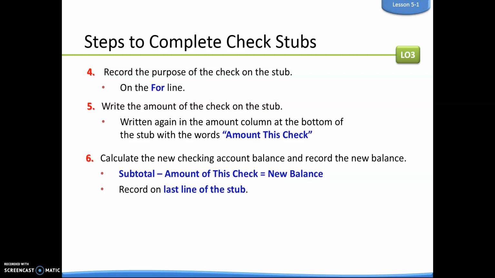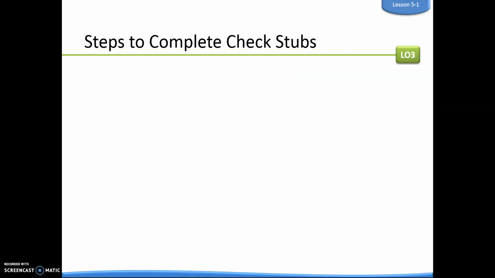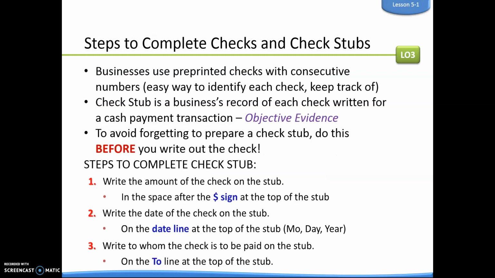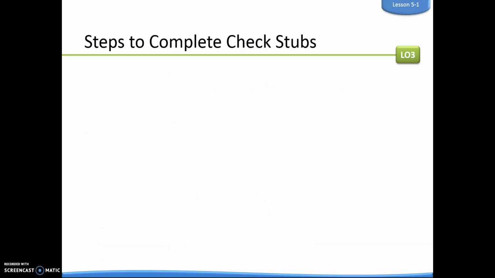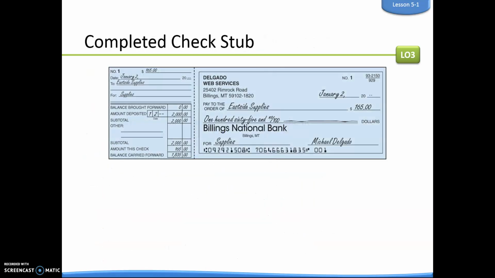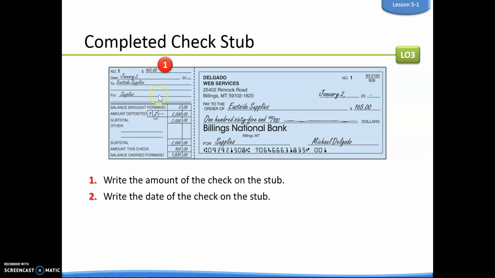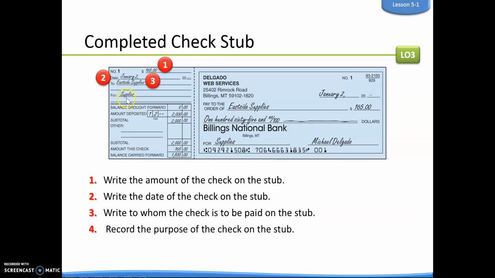check. Now these are the steps, and I listed them out like this so that you can remember them and have an easy place to find them. When you do it, this is what I was just talking about. So here's step 1, where we have the amount of the check. 2 is the date, January 2nd of 20 --. Third step was who it's written to, which is Eastside Supplies. Fourth thing is what it was for. It was for supplies.